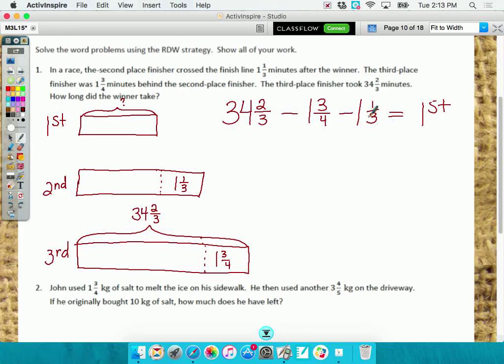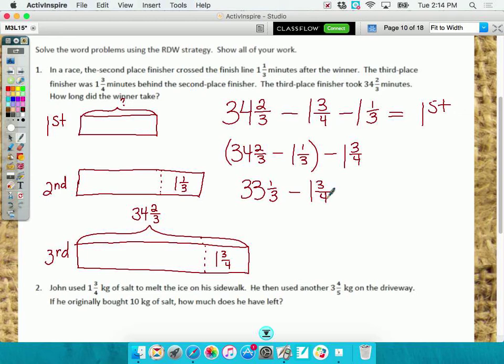34 2/3 minus 1 1/3. I agree. Why'd you group it like that? Because they both have the same denominator. 3 is the denominator. And then I'm going to subtract 1 3/4. Now, this is kind of tricky. So let's look at it, okay? Can I subtract that in my head? 34 minus 1 and 2/3 minus 1/3.